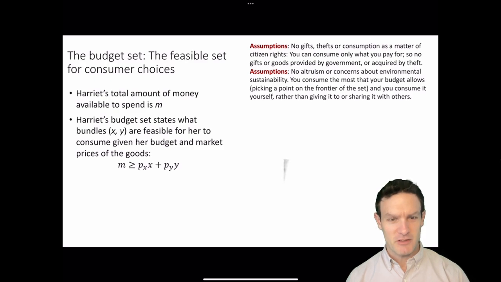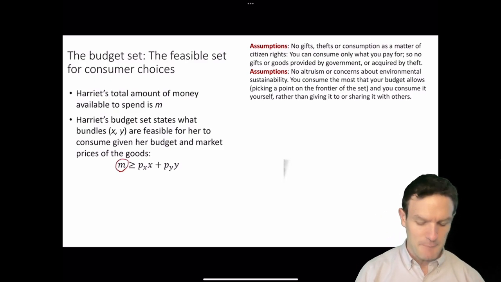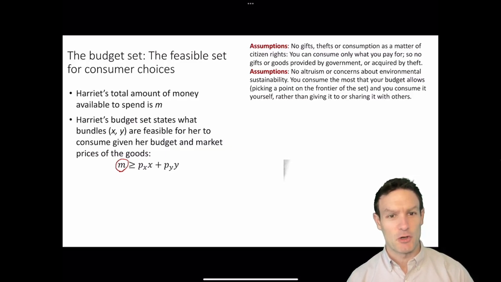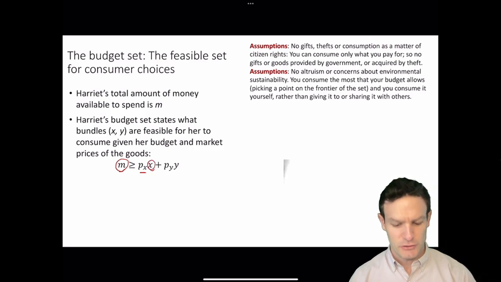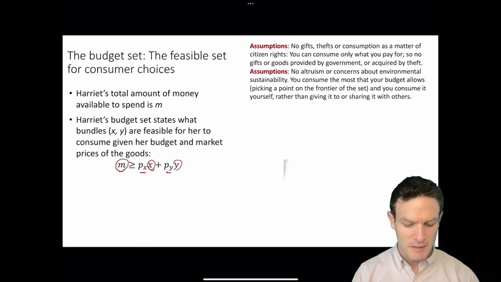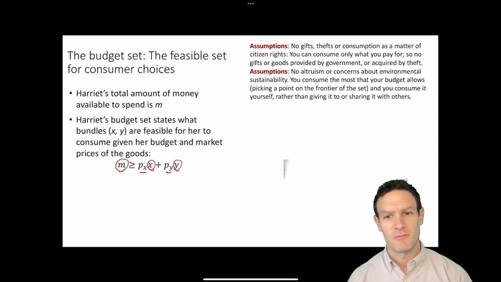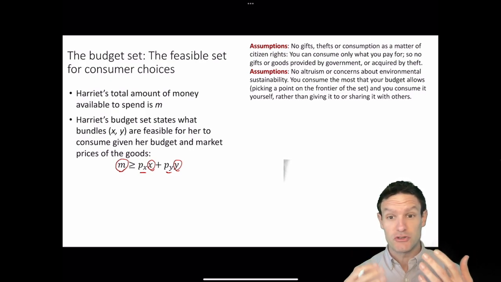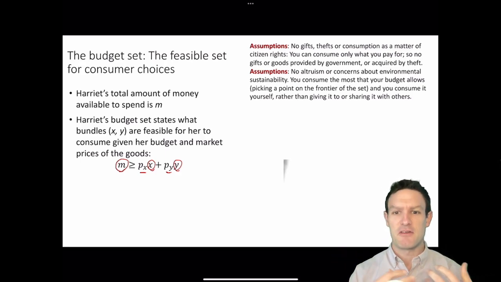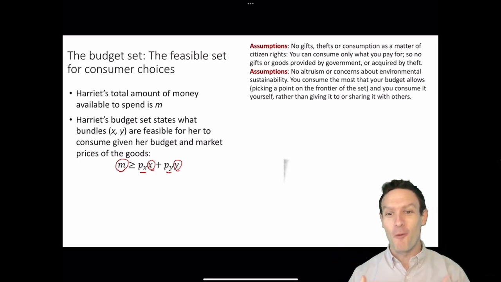So what we want to think about here is that the amount of money that she has, M, is going to be greater than or equal to the price of good X multiplied by the quantity of X, plus the price of good Y multiplied by the quantity of Y that she consumes. So the basic idea is that you have the prices of the two goods you consume, the amount of them that you consume, and then your amount of money. You can't spend more on the goods that you want to buy than the amount of money that you have access to.